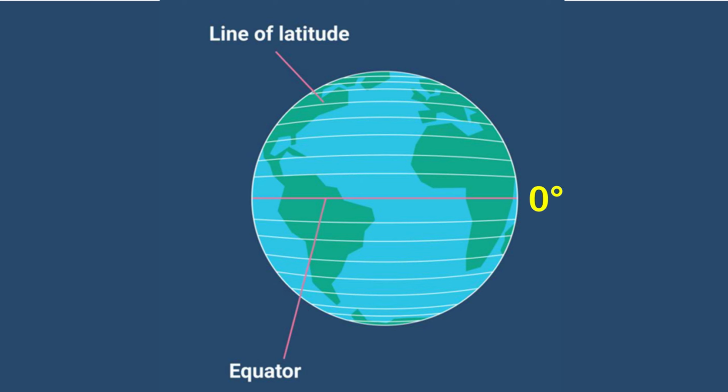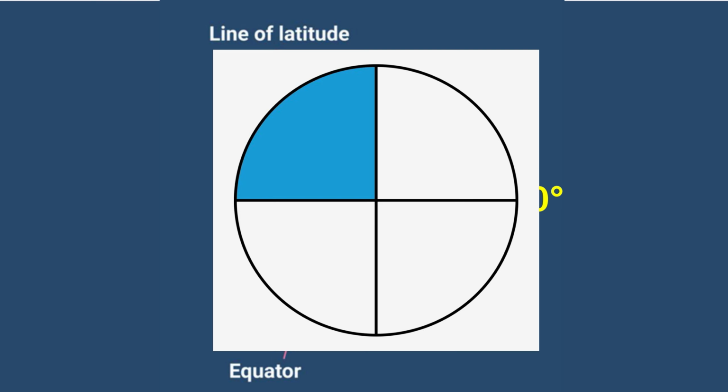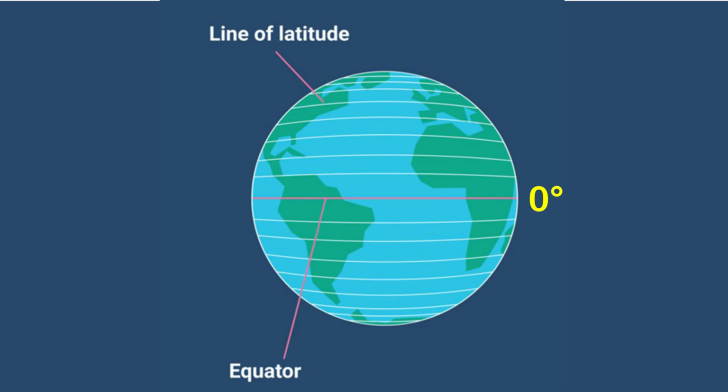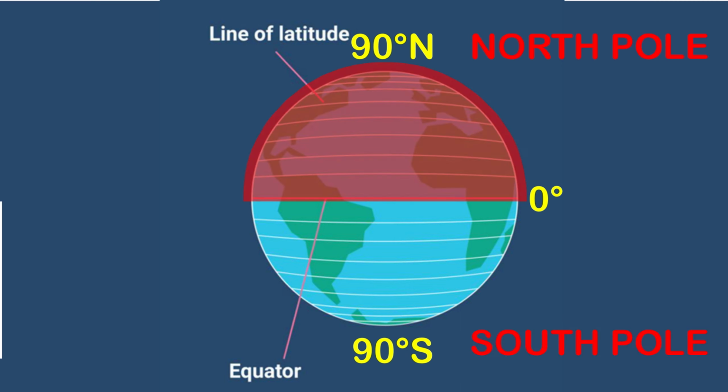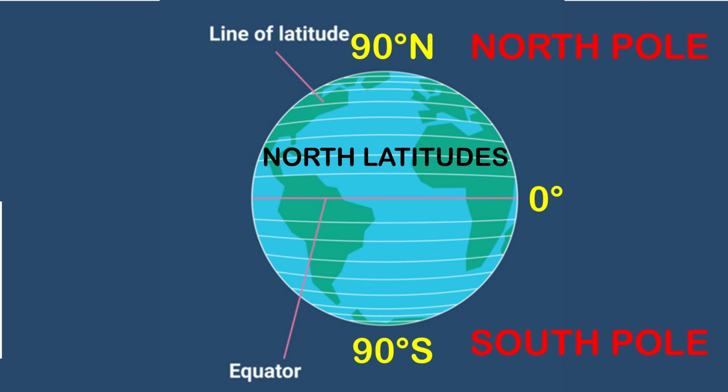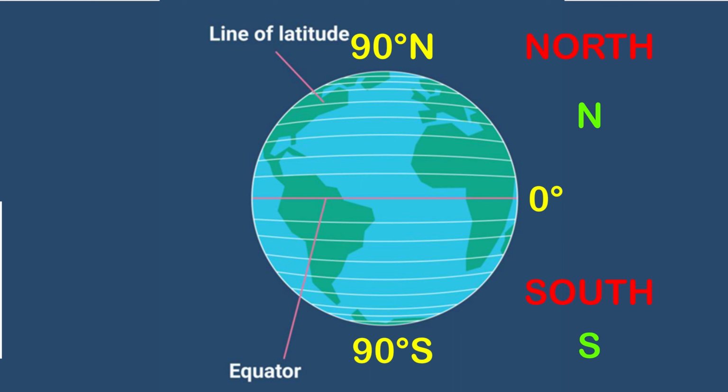Since the distance from the equator to either of the poles is 1/4 of a circle round the Earth, it will measure 1/4 of 360 degrees, that is 90 degrees. Thus 90 degrees north latitude marks the North Pole and 90 degrees south latitude marks the South Pole. As such, all parallels north of the equator are called north latitudes. Similarly, all parallels south of the equator are called south latitudes. The value of each latitude is therefore followed by either the word north or south. Generally, this is indicated by the letter N or S.